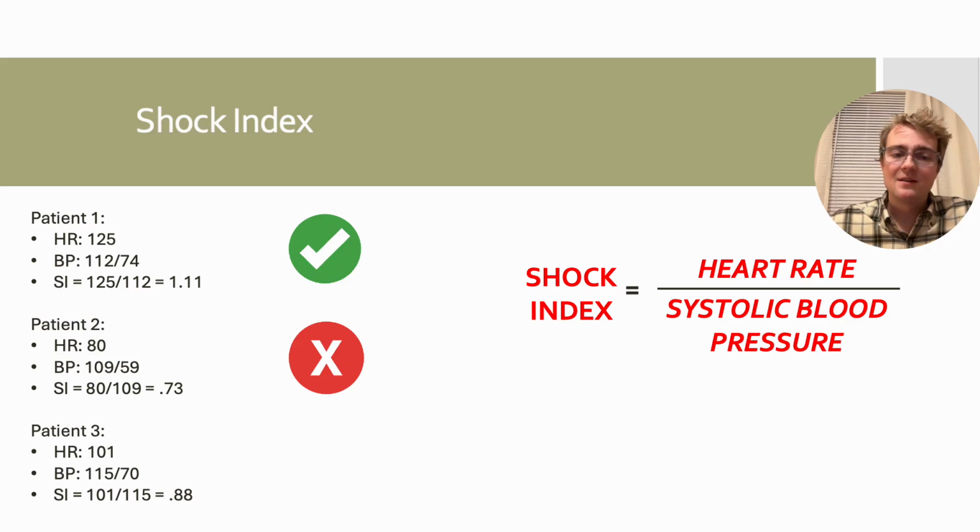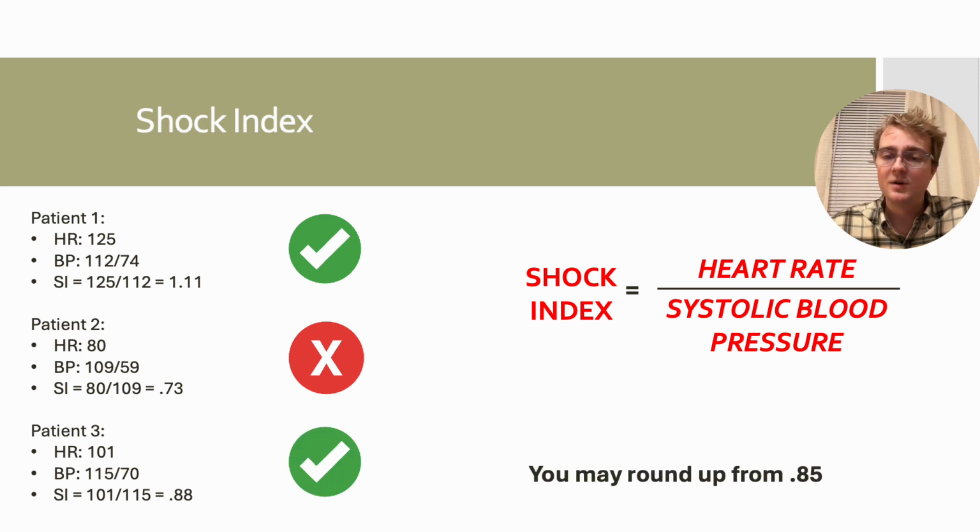Patient 3 has a heart rate of 101, BP 115/70. We'll take 101 divided by 115, and that gets us a shock index of 0.88. This patient actually would be eligible for the study because we're able to round up from 0.85 to 0.9.